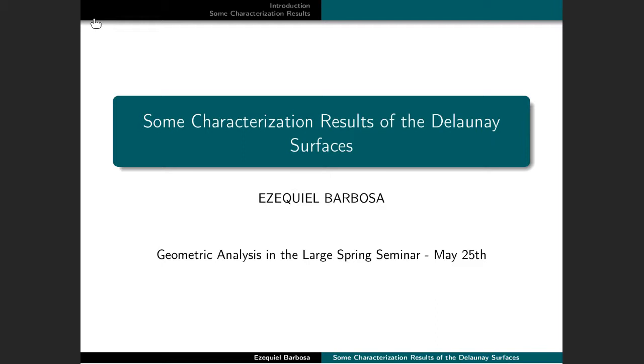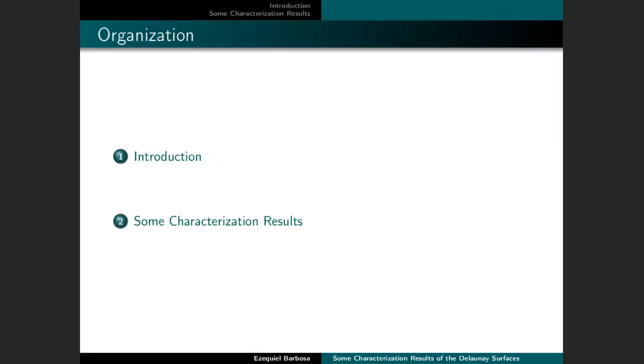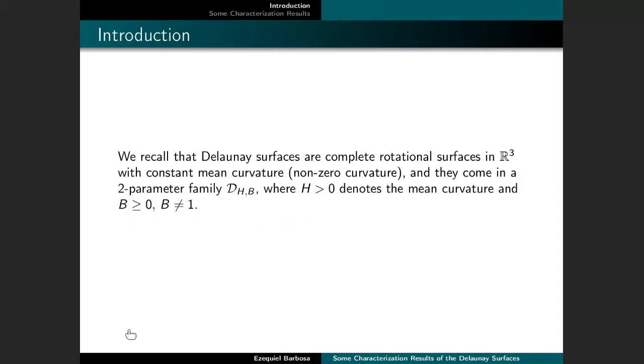Okay, so let me start saying some words about the Delaunay surfaces. For us, Delaunay surfaces are simply complete rotational surfaces in the Euclidean space R3 with constant mean curvature. In this case, a Delaunay surface will have non-zero curvature, but we can, if we want, put together the minimal surfaces as well, rotational surfaces as well.